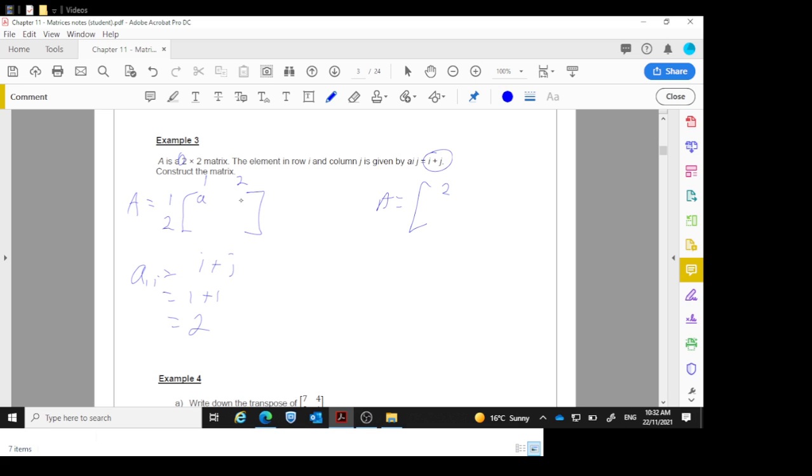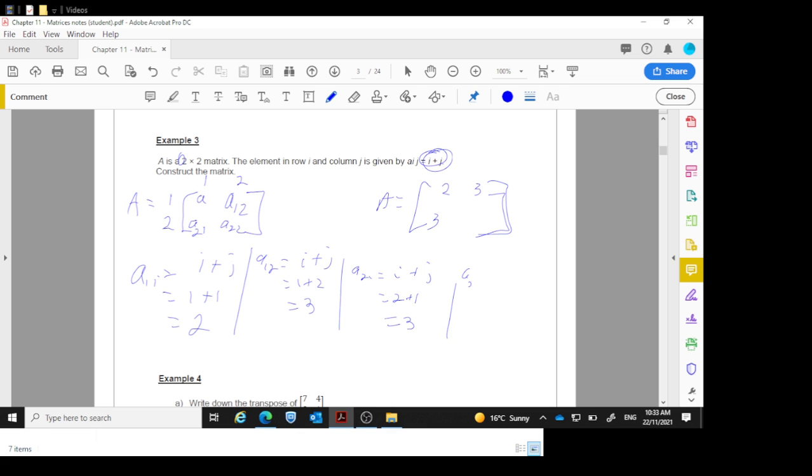To find this one here, this is row 1, column 2. So a_12. Again, the rule is i plus j. That's the rule they give us, which means it's 1 plus 2, which means we're going to get number 3 there. This one is a, row 2, column 1. So a_21. i plus j is the rule. 2 plus 1, 3.